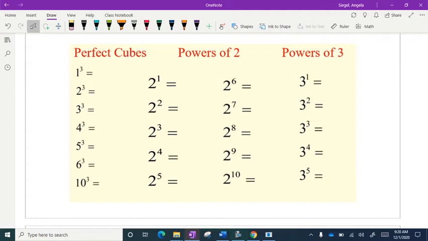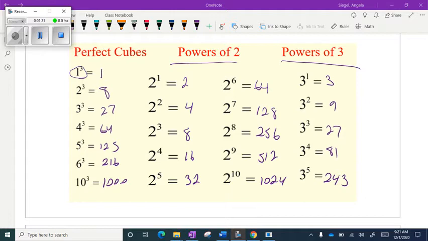Okay, so we're going to go to perfect cubes. A lot of times people make the mistake like this is 3, but it's 1 times 1 times 1 is 1. 2 times 2 times 2 is 8, and so forth and so on. So go ahead and figure that out. These are powers of 2 and powers of 3. Go ahead and do all those.